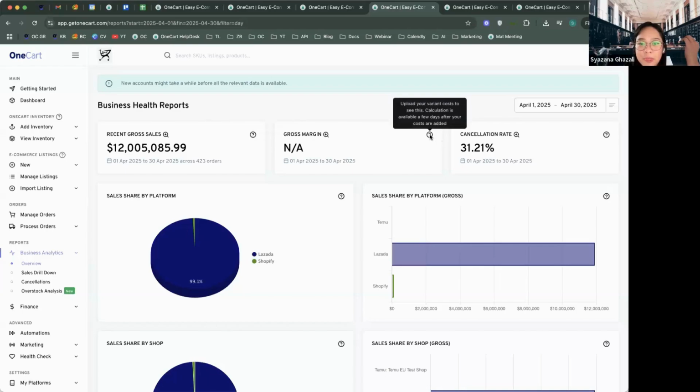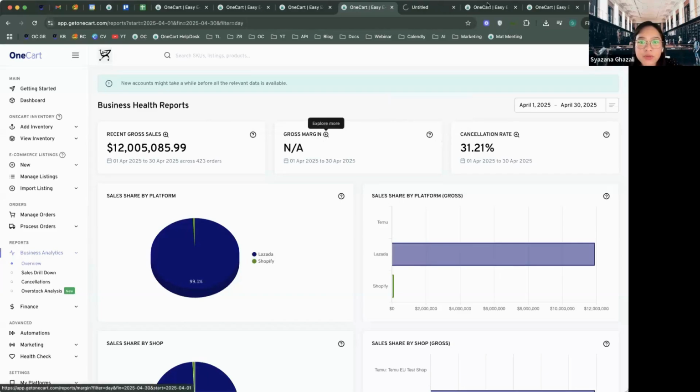For gross margin, you're able to upload your variant costs to see this. What I mean by uploading your variant cost is, for example, let's say you want to explore more.